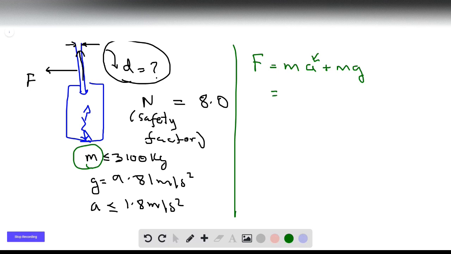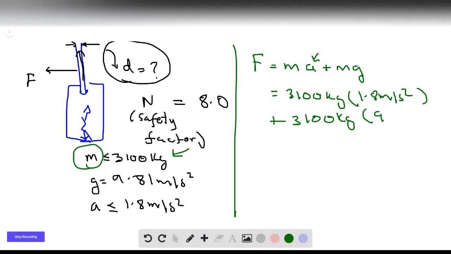And so we have the mass itself, 3,100 kilograms, times 1.8 meters per second squared. And then we add that to the force responsible for the acceleration due to gravity. That's the second component. The total becomes about 35,991 newtons. It's a huge force. But our goal, again, is to get the diameter.